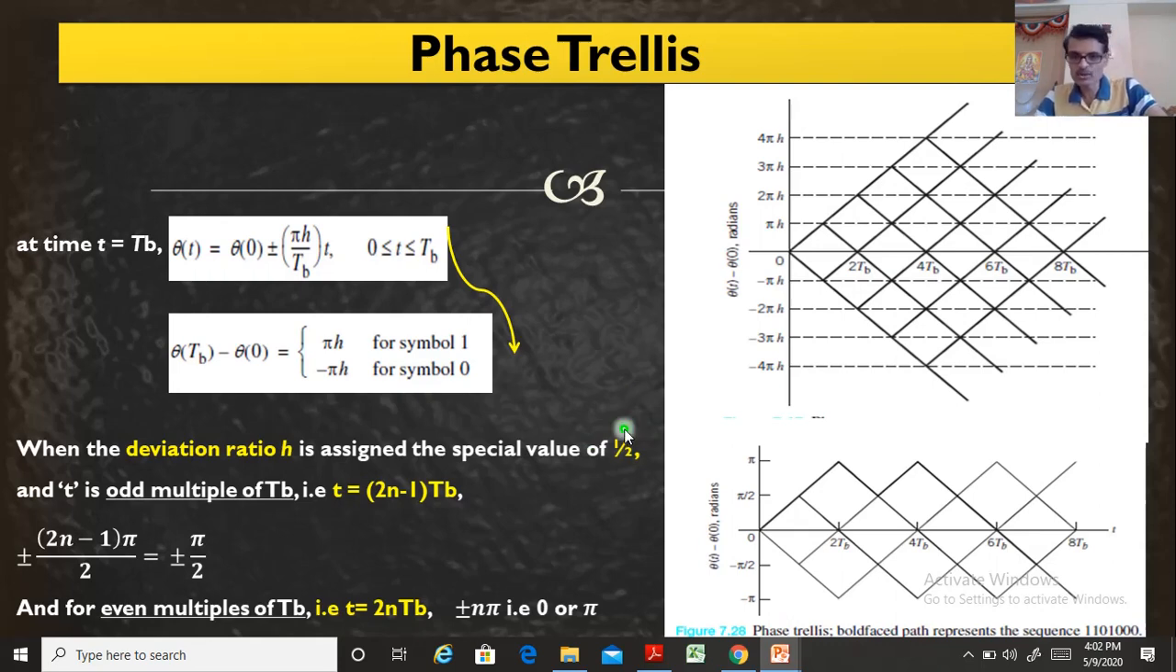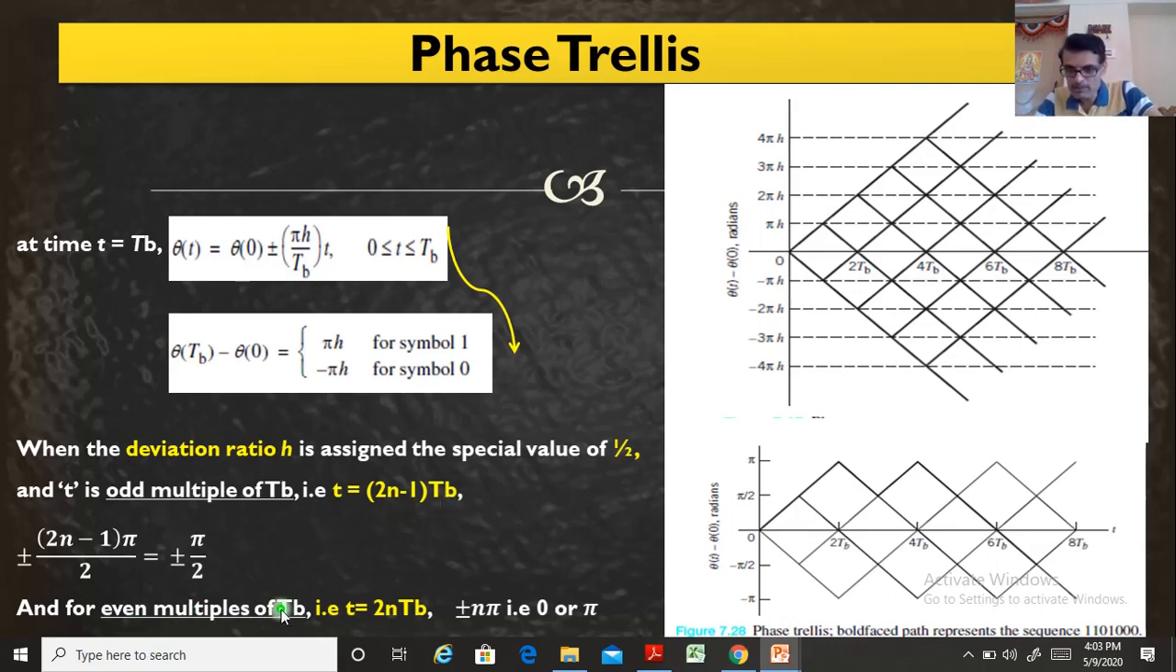If I consider h is equal to half, and if I consider only the odd multiple of TB seconds, which can be represented something like this, that is t, this t is odd multiple of TB. How is it odd multiple of TB? n is an integer again here. If n is equal to 1, we get TB. If n is equal to 2, we get 3 TB. If n is equal to 3, we get 5 TB. If n is equal to 4, 2 into 4 is 8 minus 1 is 7, 7 TB, 9 TB, 11 TB, odd multiples of TB.